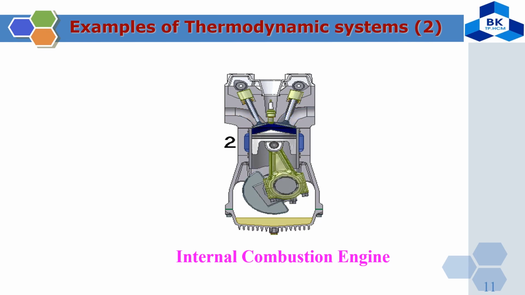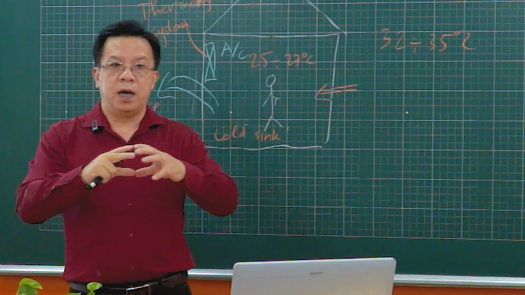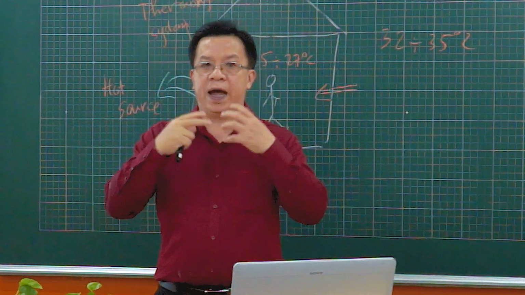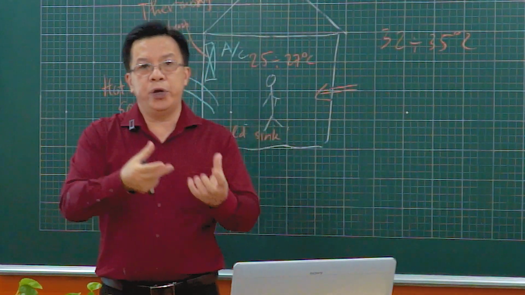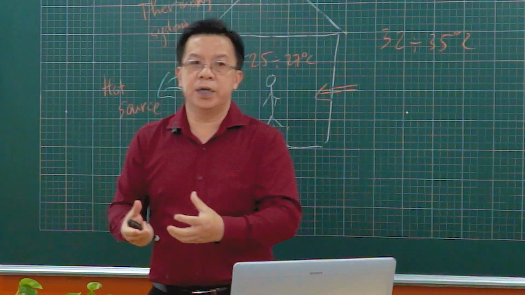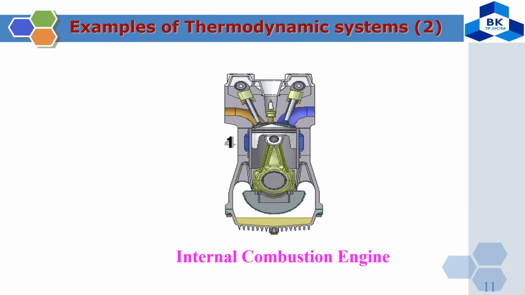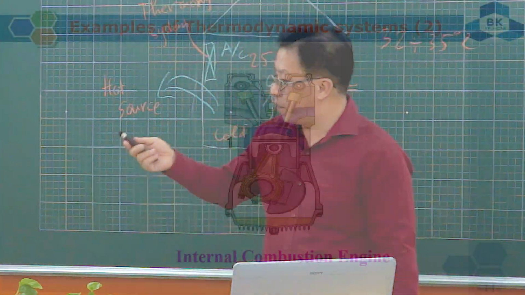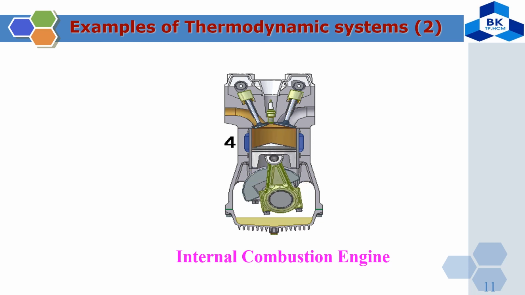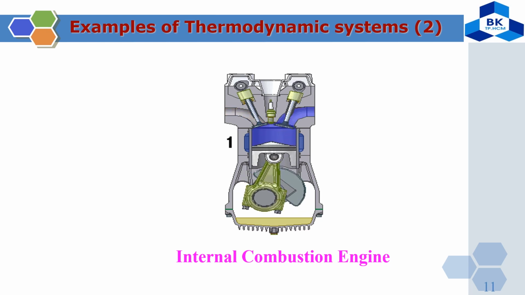Okay, and in this case, we provide heat. It means when you burn the mixture of the petrol and the air, it provides heat. And when it receives heat, the engine will produce work. So in this case, we have heat and work. And the boundary, of course, in this case is the engine itself. So of course, in this case, we can say the internal combustion engine is a thermodynamic system.